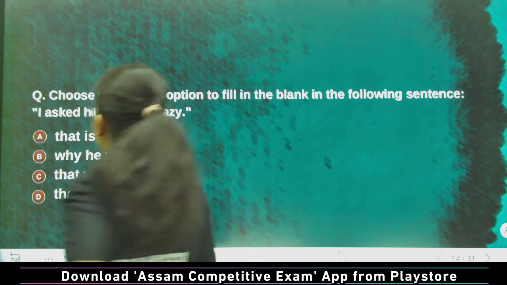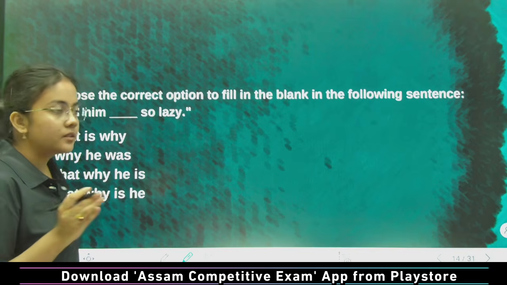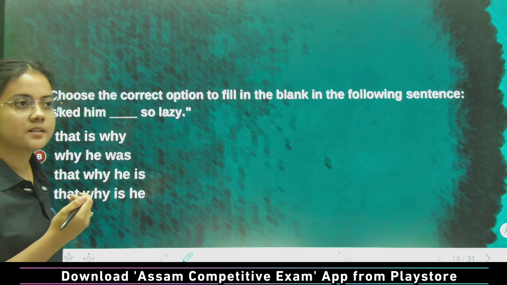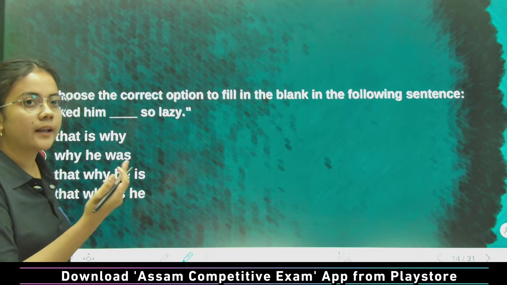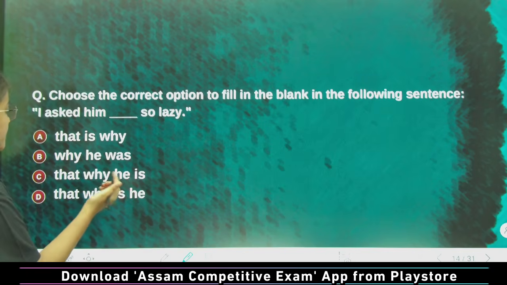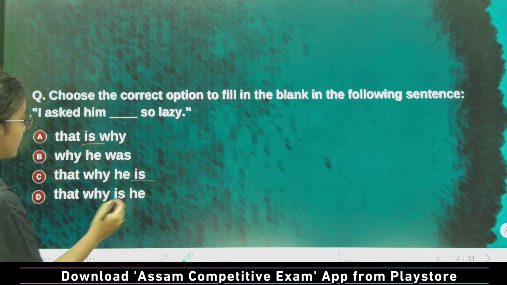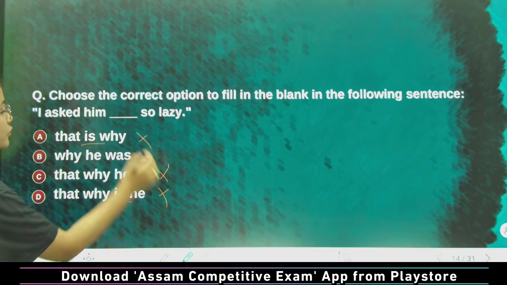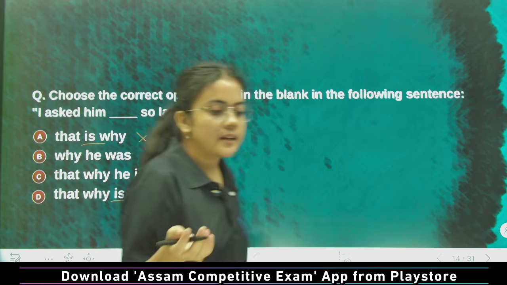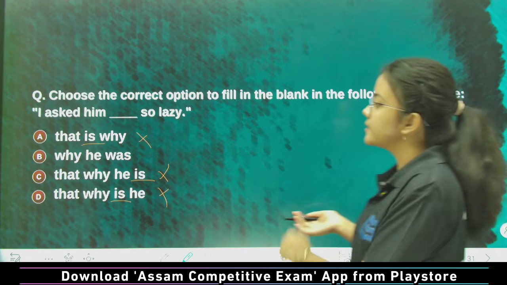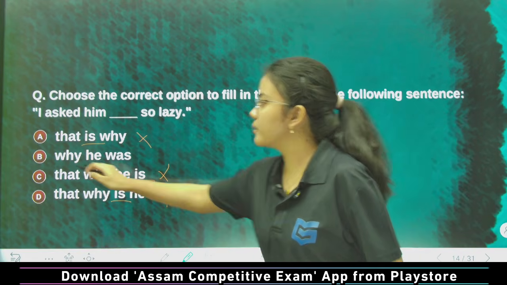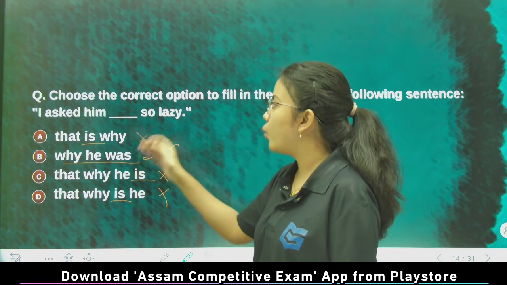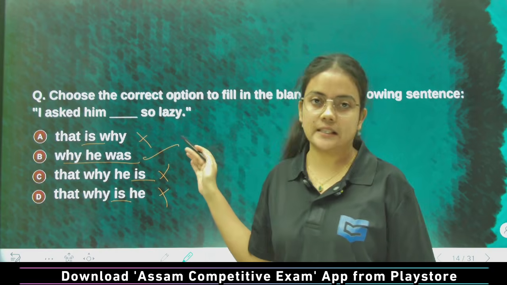First of all, as I already said, if the first part of the sentence is in simple past, then the latter part will also be past, not present. Now the options have is, here is, so these options are clearly wrong. If is is there, it becomes present, right? So those with is are wrong. What remains is why he was. So this is the correct answer. I asked him why he was so lazy.